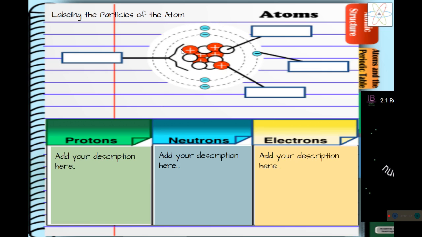Our positive protons are red. Our neutral, plain, no charge things in the middle are neutrons. And then on the outside, the negative blue ones are electrons.